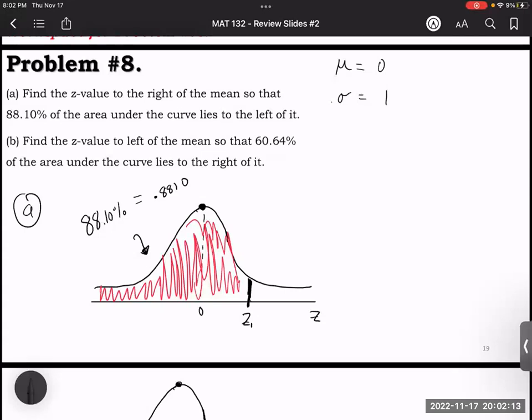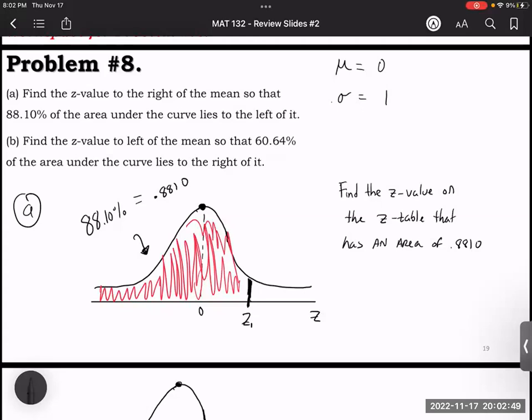So now here's my job. Here's what we have to do. Find the z-value on the Z table that has an area of 0.8810, right? Find the z-value on the Z table that has this area. So, you found it? Well, let's try to find it on my end.